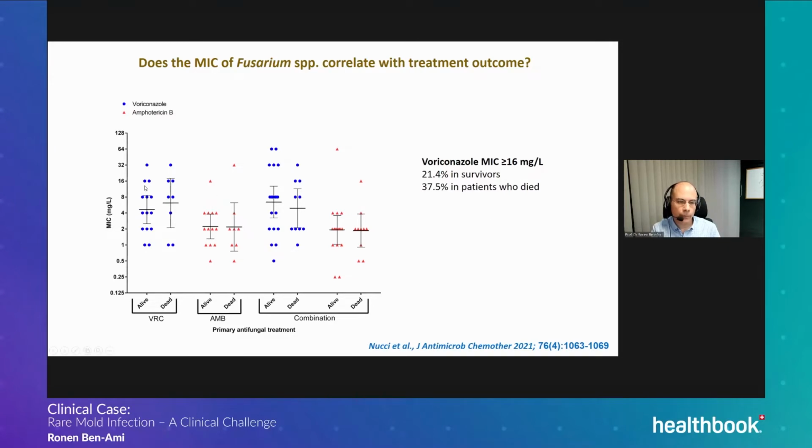However, the question, I think, is a little different when you look at in vitro susceptibility and see absolutely no inhibition by a drug, as was in this case. If we look at this specific data set, 21% of survivors had an MIC of voriconazole around 16, and that was true for 37% of patients who died. So I think the verdict is, the jury is out on this topic.